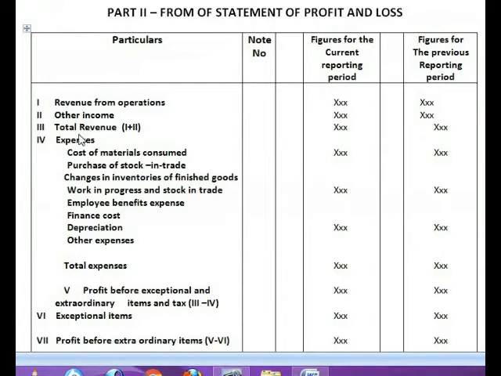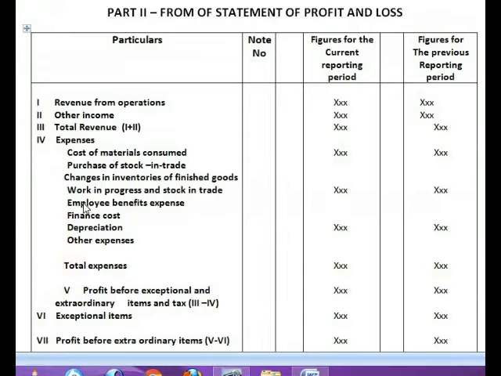Then the fourth item is expenses. Expenses include cost of materials consumed, purchase of stock in trade, change in inventories of finished goods, work in progress and stock in trade. Then employee benefit expenses, which include salaries and wages, contribution to provident and other funds, and staff welfare expenses. These are shown separately.